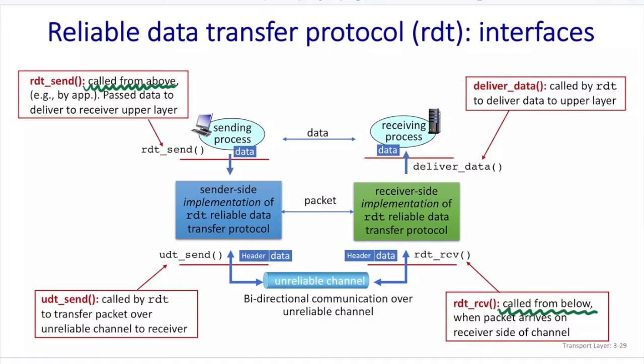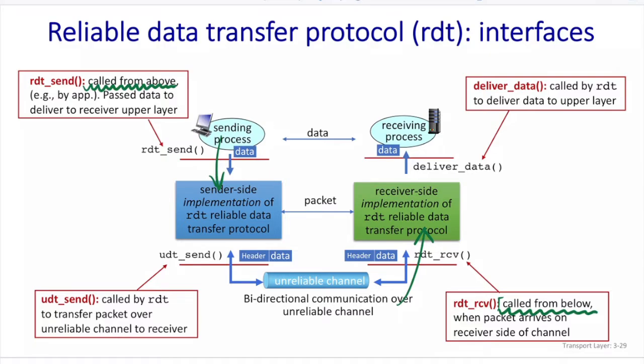The other one is at the right-hand side right here, called from below. So when the message arrives at the receiver side, the layer 3 program will call receive. So the right-hand side, the green program, will receive the segment. So we use the word called from below to describe such a situation. The most important things you have to remember: called from above and called from below.